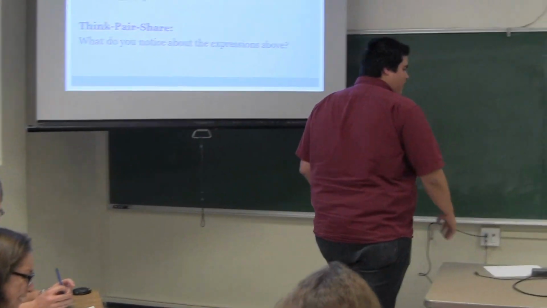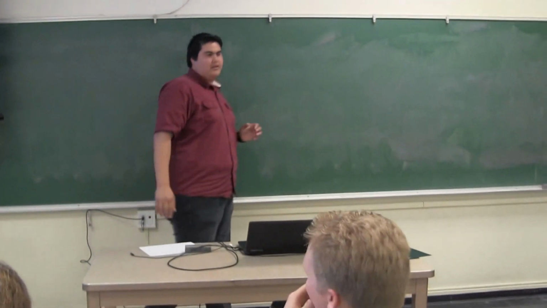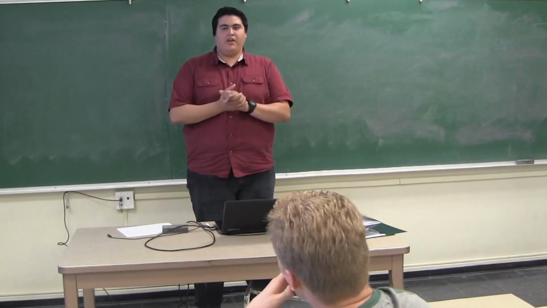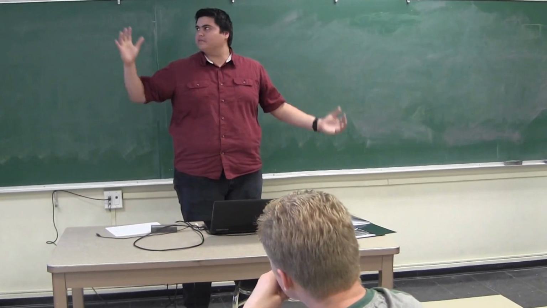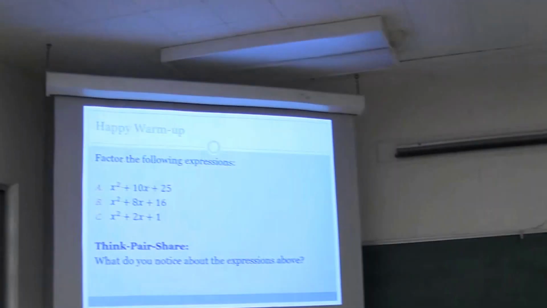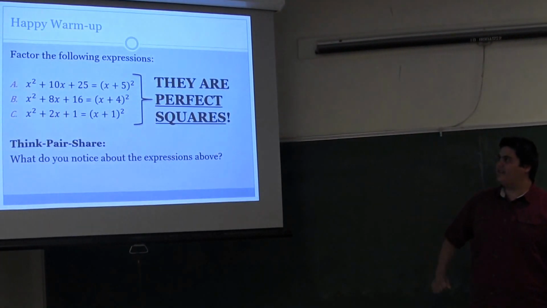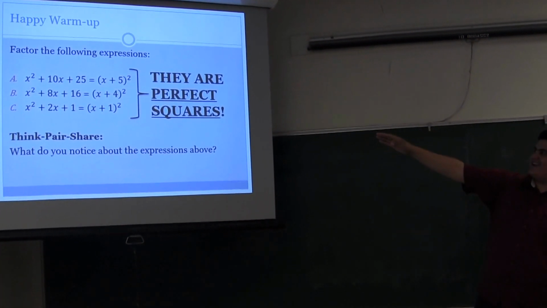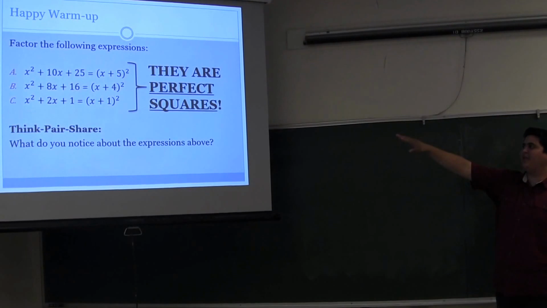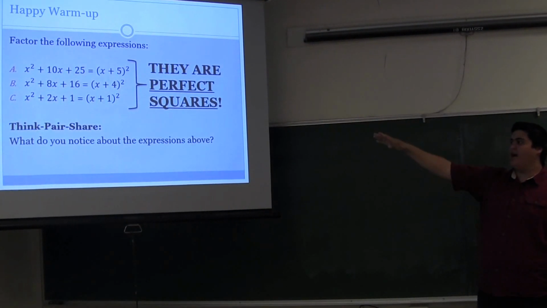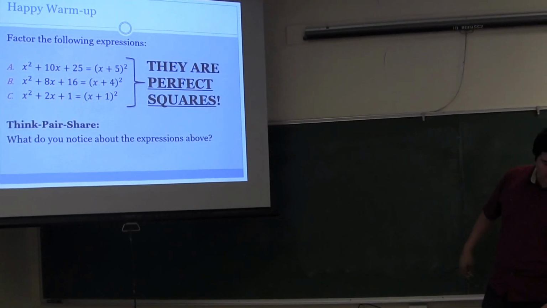Great job. I was looking around, and can you shout it out for me? What do you notice about these expressions? Yes, they're all perfect squares. Look at that. A is x plus 5 squared, B is x plus 4 squared, and C is x plus 1 squared.